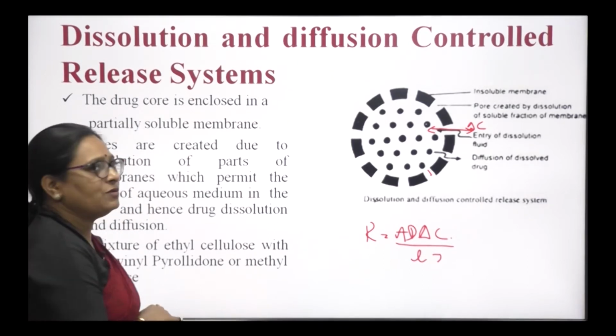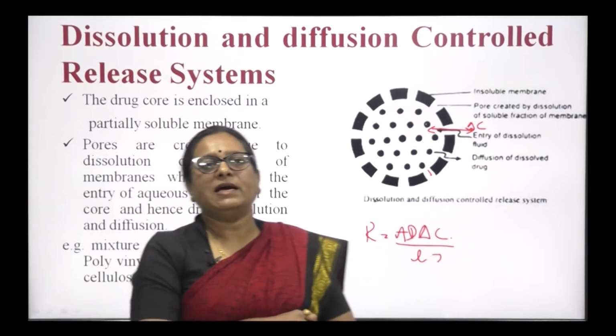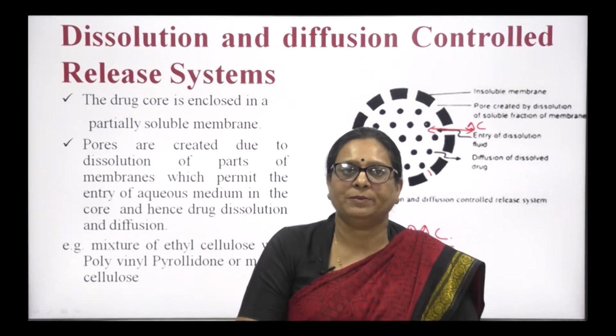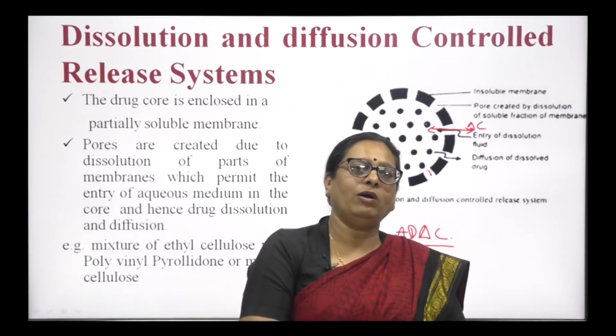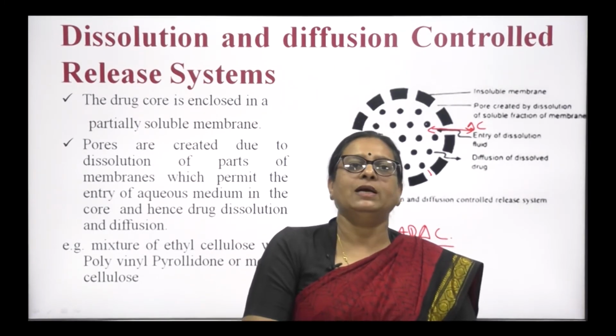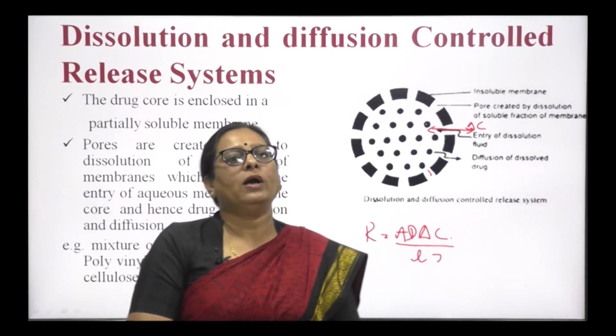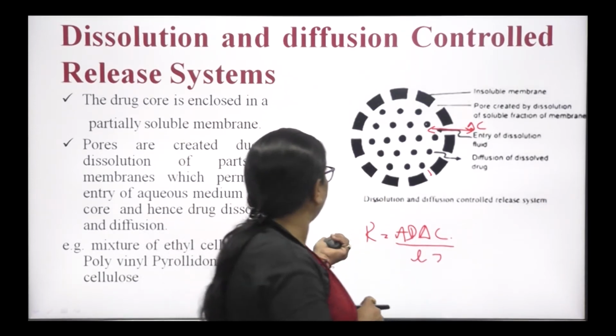Examples of polymers used here are a mixture of ethyl cellulose and polyvinyl pyrrolidone, where polyvinyl pyrrolidone will be the water soluble polymer and ethyl cellulose will be the water insoluble polymer.